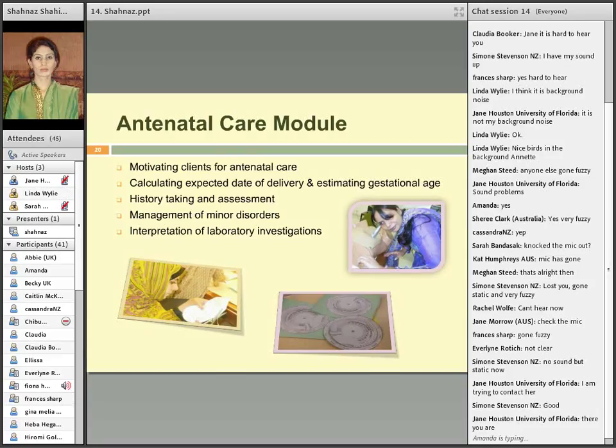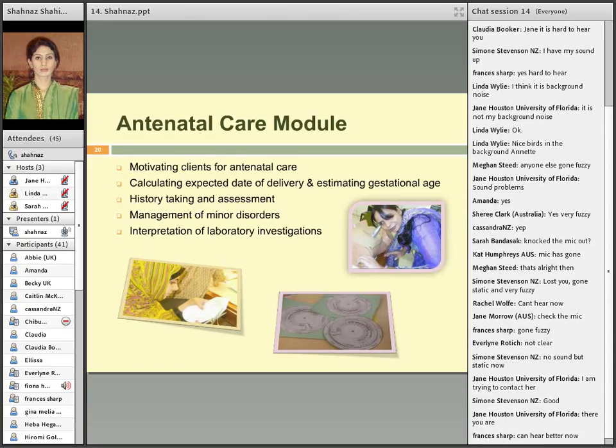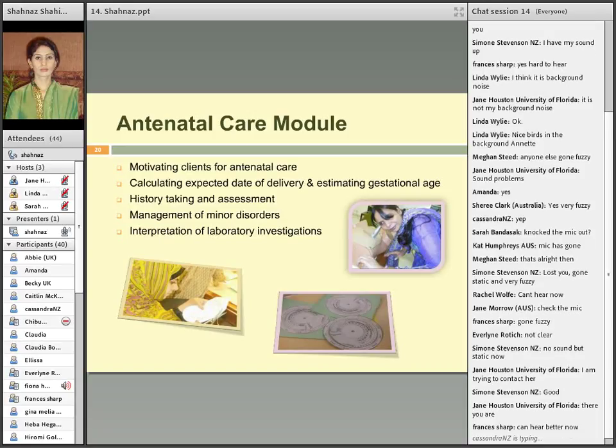So I was discussing the antenatal care module. Management of minor disorders was also taught, since women have so many disorders that can be treated at the midwife's end, so it is very important they know how to manage those disorders, and interpretation of lab investigations. Some basic investigations a midwife should conduct at her site are very critical for making the plan of care for the woman.